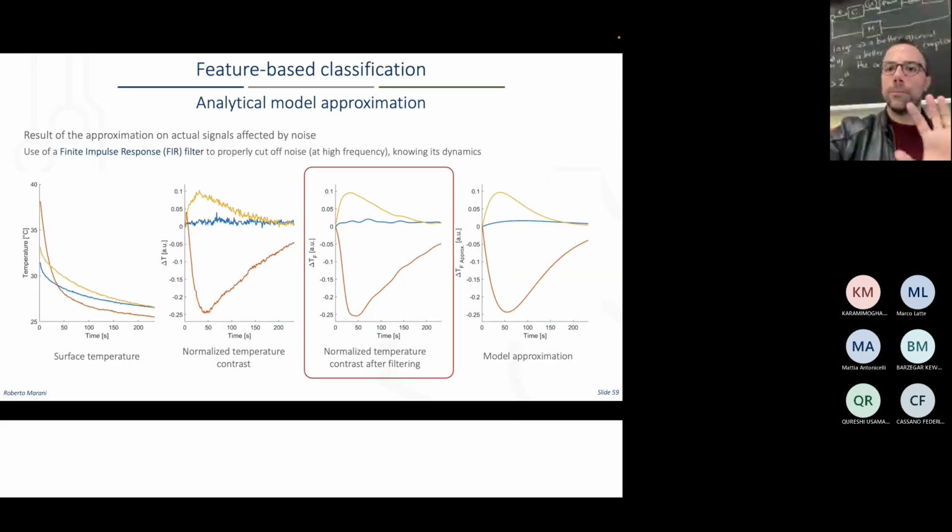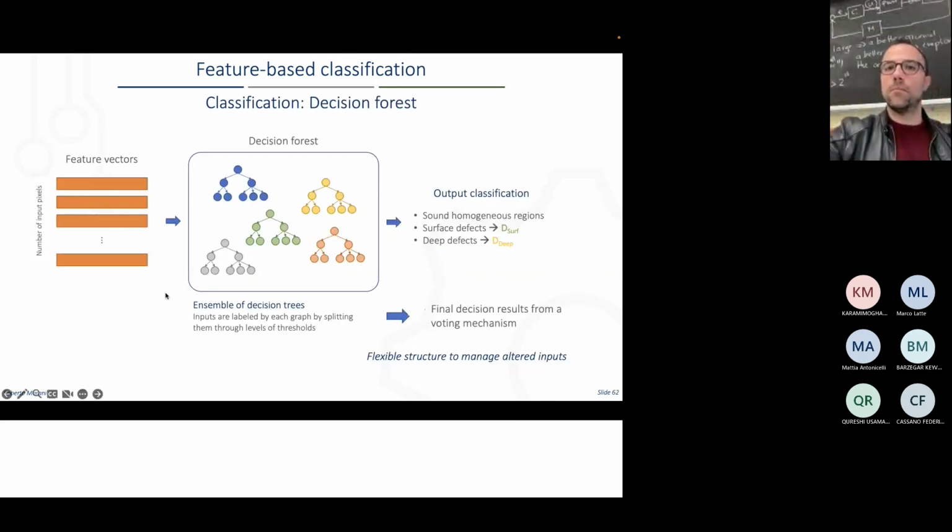Okay. Now, classification, I used a decision forest. I made lots of experiments. In our case, for example, I showed you neural networks, SVM, ensembles, decision tree, KNN, many things. The best was decision forest. That is an ensemble of decision trees.